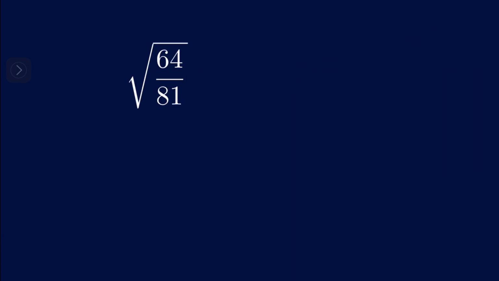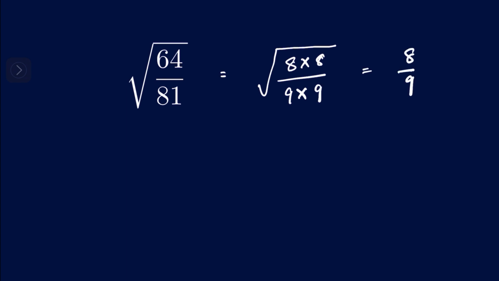Next example, 64 upon 81. Again, either you can factorize it or reduce it. To reduce the fraction, we check if both the numerator and denominator can be divided by the same number. Here 64 and 81 cannot be divided by the same number, so we will factorize it. 8 times 8 is 64 and 9 times 9 is 81. So we can write it as 8 upon 9 whole square under square root, or we can remove the square root with the square. So your answer is 8 upon 9.